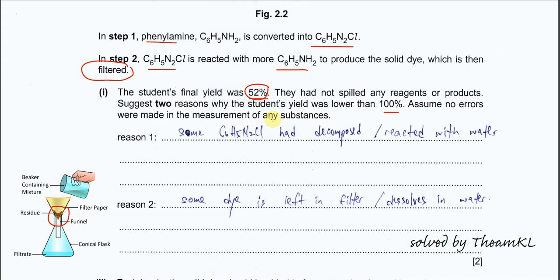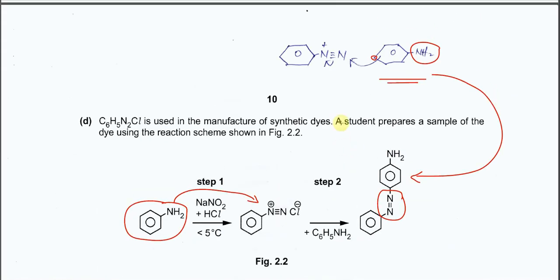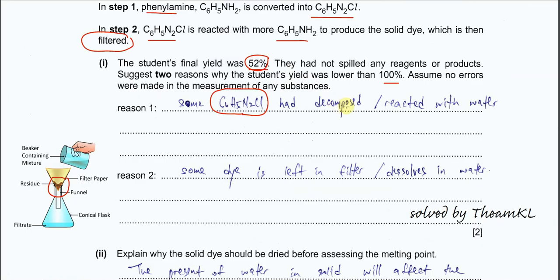Means this one is about weighing, the mass. So the main reason is actually the benzene diazonium chloride itself. Because when the benzene diazonium chloride is formed, before it reacts with the phenylamine, it might decompose because the temperature sometimes is not below 5 degrees C. In step 2, it's never mentioned below 5 degrees C. So what we know is the benzene diazonium chloride is temperature sensitive, so it can decompose and form phenol and nitrogen anytime. When the benzene diazonium chloride decomposes, there is less of it, so of course the dye will also form less. So this is the first reason. Some of the benzene diazonium chloride decomposed.